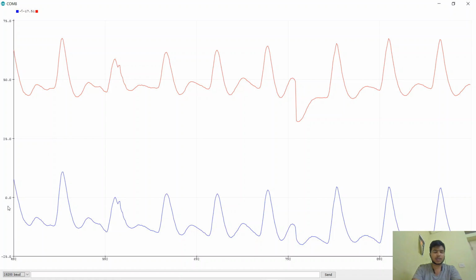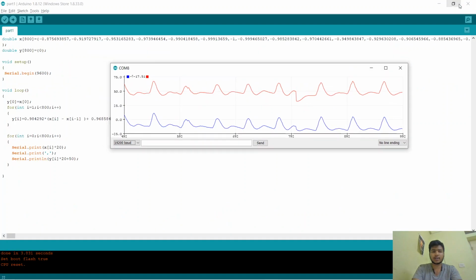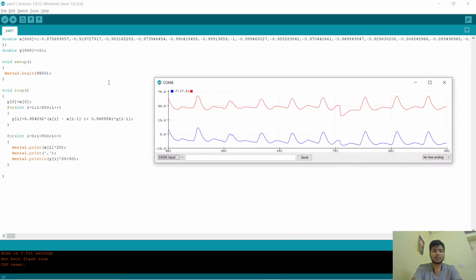So as you can see in this figure, this is the original signal with baseline component, and this is the final signal after removing the baseline component. So here we have removed the baseline component of 0.4 Hz, and this is the filtered output.